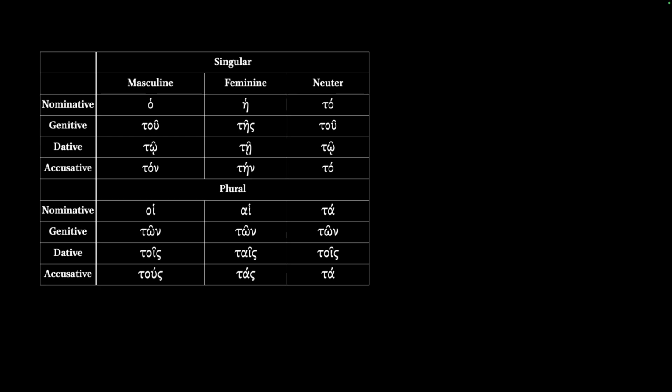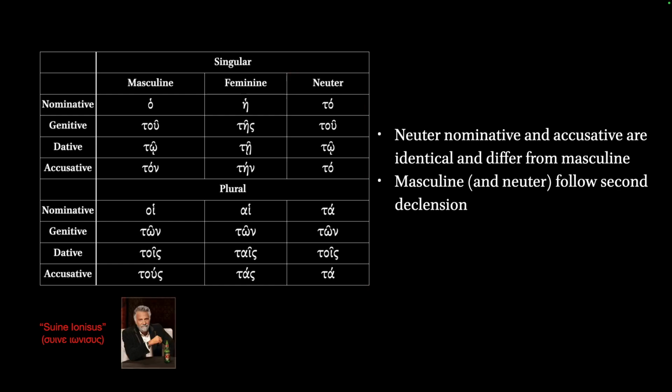All right, so it's going to look like this. Again, our tu and our to, our ton and our tois are going to be exactly the same. And the ta and the ta are going to be our neuter forms, and they're going to be exactly the same in the nominative and the accusative of the neuter, though differing from what you find in the masculine. So again, neuter nominative and accusative are identical to one another, and they are different from what you find in the masculine. The masculine and the neuter, again, both follow our friend from the second declension, Swain Ionessus.